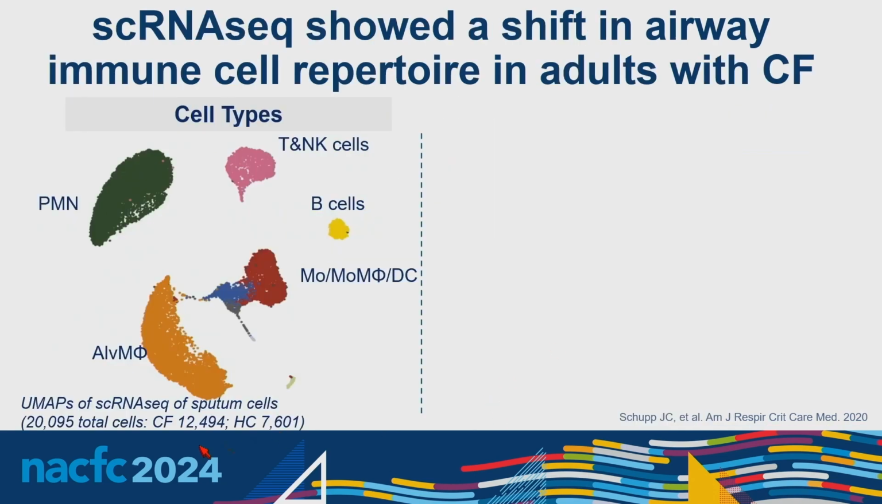So in this study, they profiled a total of 20,000 cells from 9 CF patients and 5 healthy controls. In this figure, you are seeing UMAP data. UMAP stands for Uniform Manifold Approximation and Projection.